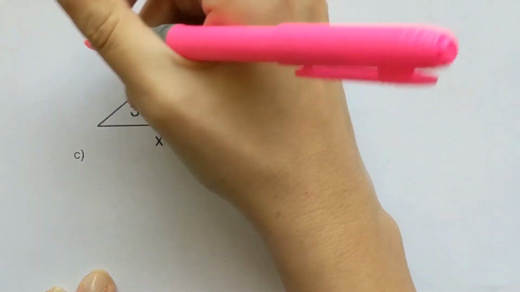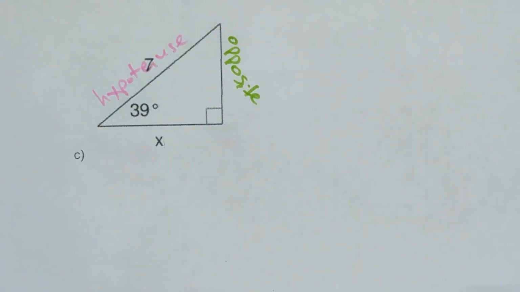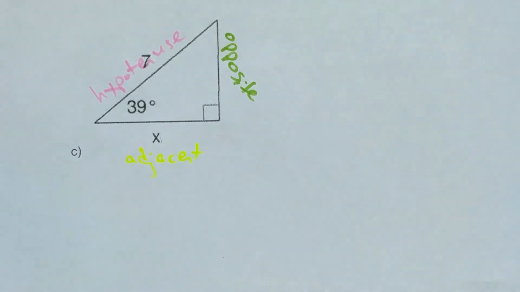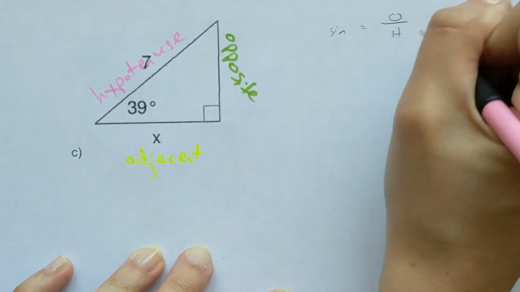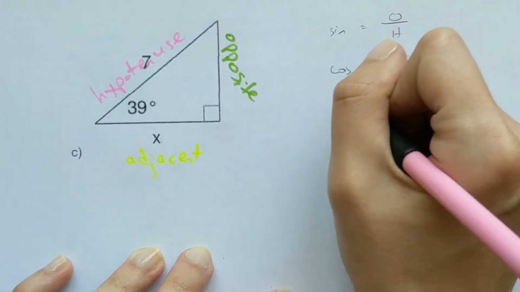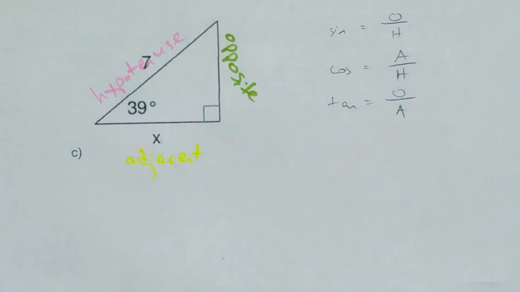We find our hypotenuse. The hypotenuse is across from the right angle. And finally, we have our adjacent. That's the side that's left over. It's the one right beside the angle. Okay, I'm going to write out my three ratios again. So sine is opposite over hypotenuse. Cosine is adjacent over hypotenuse. And finally, tangent is equal to opposite over adjacent.